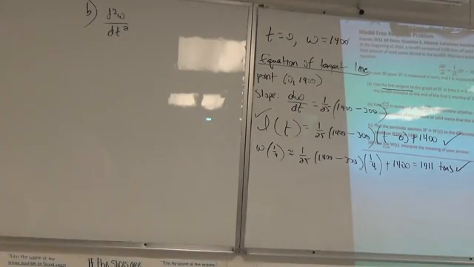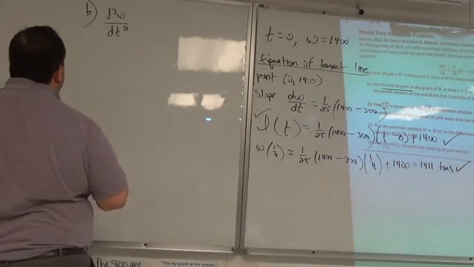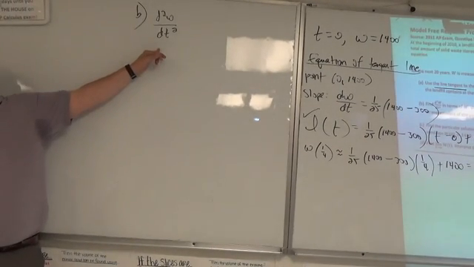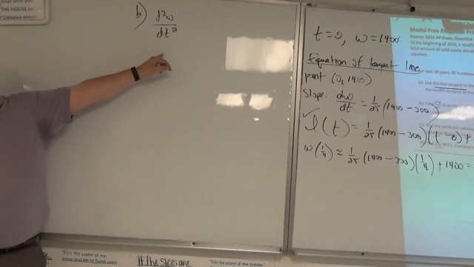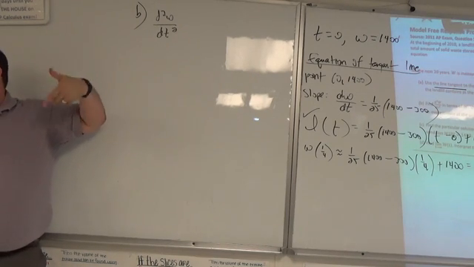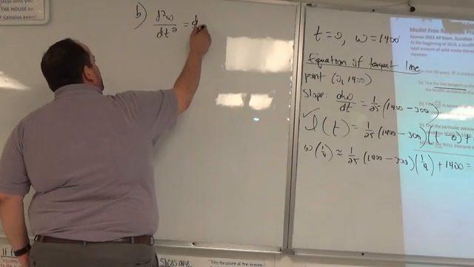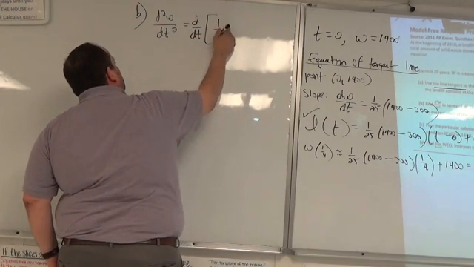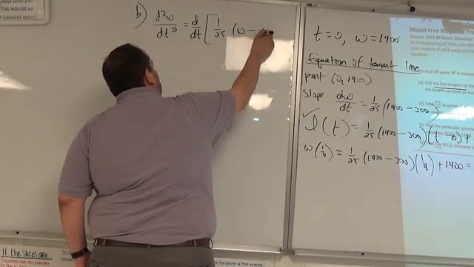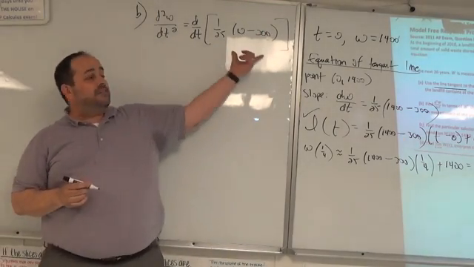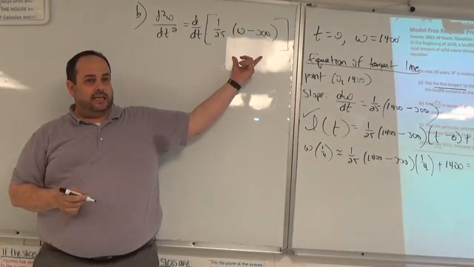All right, so most of the conversations at the table seem to involve d squared w dt squared. Jasmine, what does that even mean? It means the derivative of the derivative. I want the second derivative. So what I need is the derivative, and I'm writing it this way with a very specific reason. I need the derivative of dw dt.